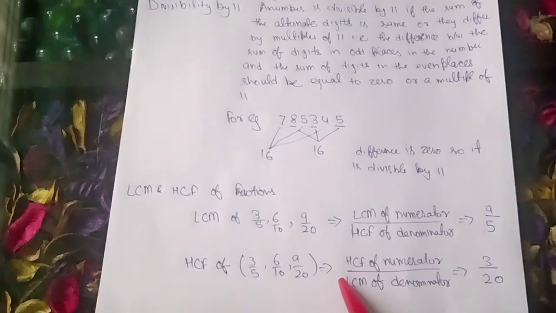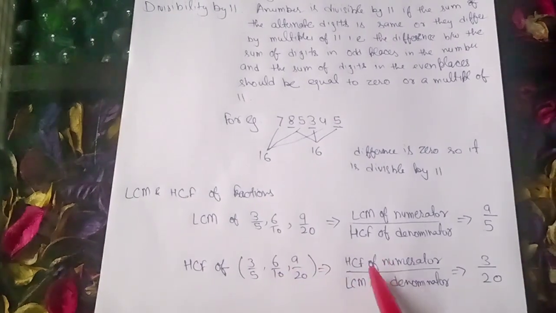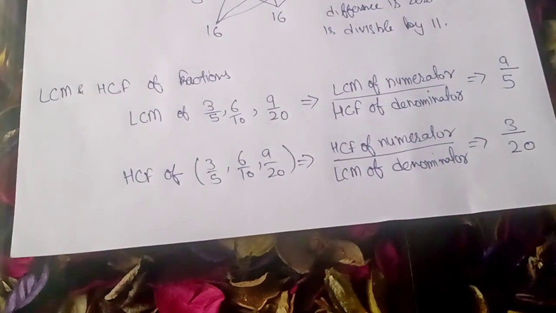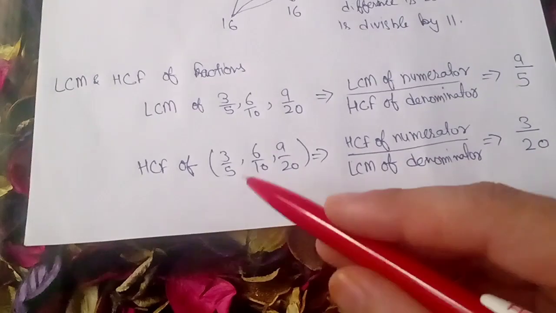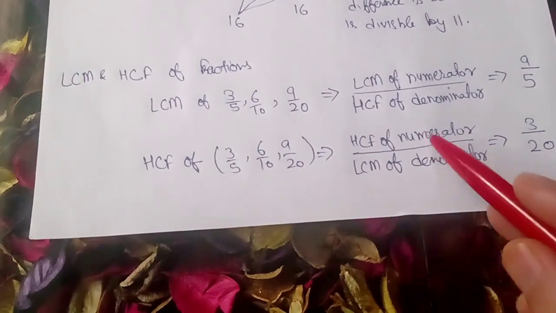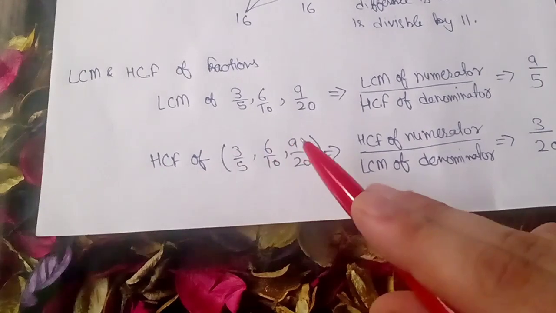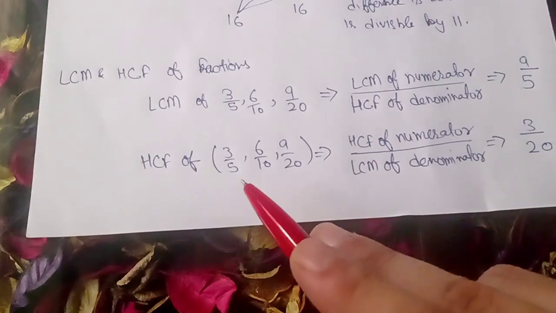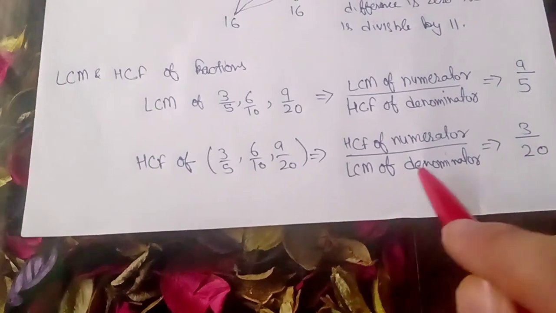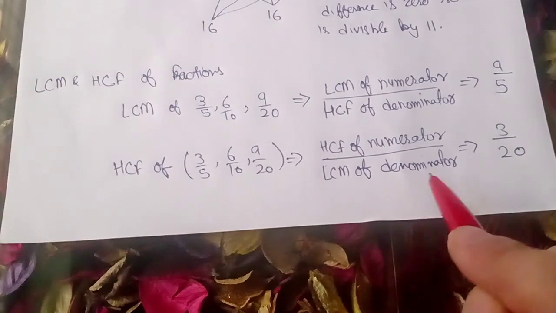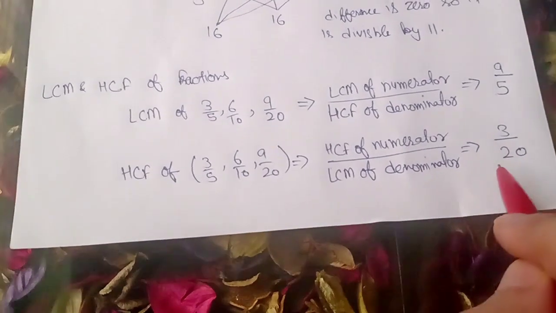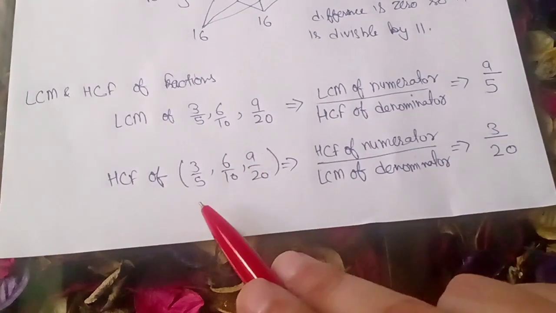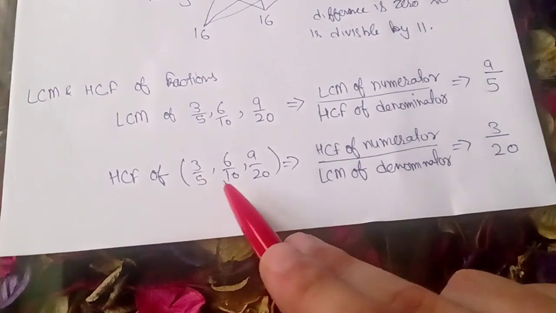Moving on to the HCF, highest common factor of fractions. The HCF of these fractions is the HCF of the numerators, the highest common factor which is common, and the LCM of the denominators. The number should be divisible by 5, 10 and 20 both, so this will give you the LCM 20. And the highest common factor of the numerators is 3, so the HCF of the numerators and the LCM of the denominators will give you the HCF of these fractions.